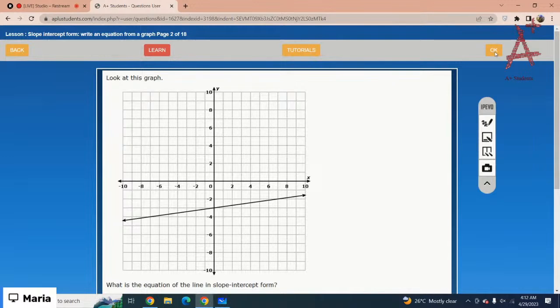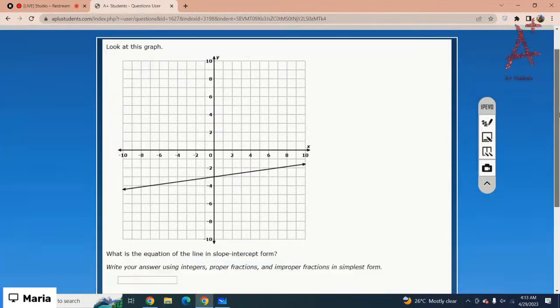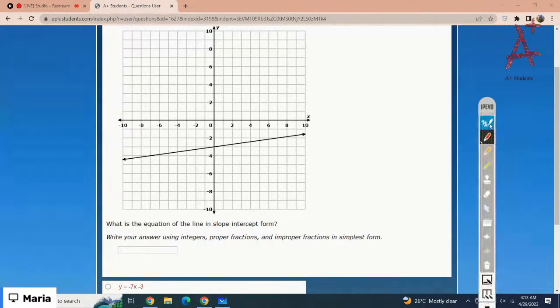Okay, the next one is what is the equation of line in slope intercept form? Okay, this is the point where the graph is touching the y-axis. It would be negative 3. So b equals negative 3. Now you need to calculate the slope. So just select any 2 points, this one, and calculate the slope. Okay, 1, 2, 3, 4, 5, 6, 7, and just 1.